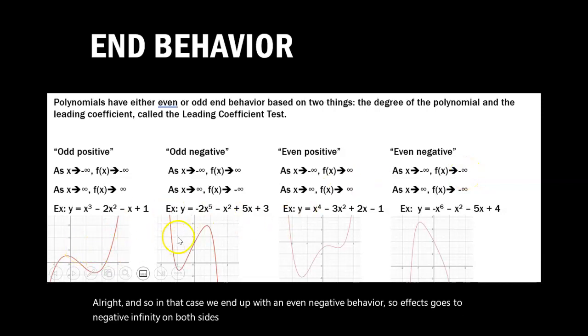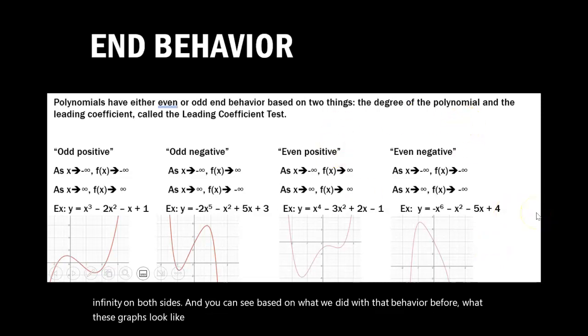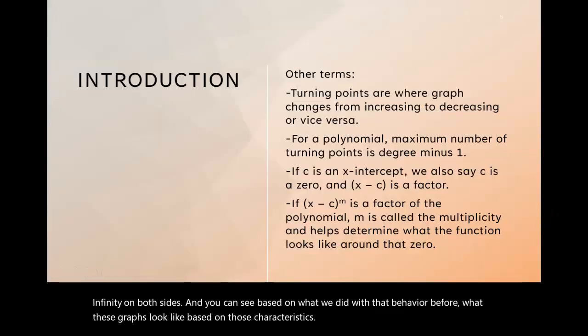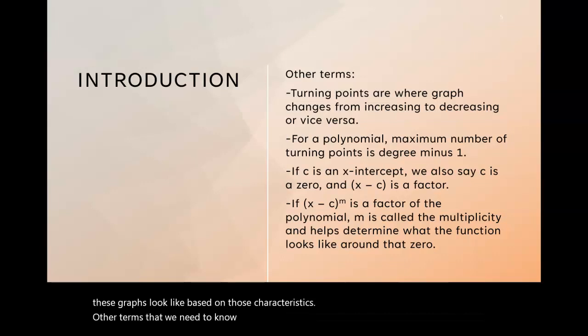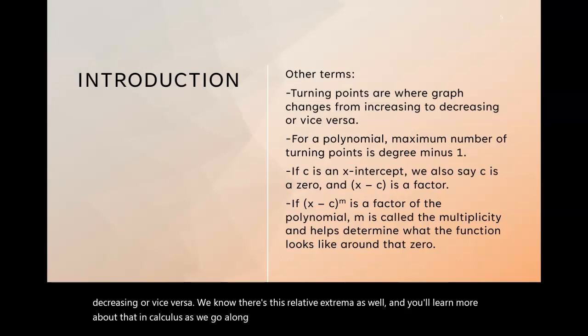And you can see, based on what we did with end behavior before, what these graphs look like based on those characteristics. Other terms that we need to know: a turning point is where a graph changes from increasing to decreasing or vice versa. We know those as relative extrema as well, and you'll learn more about that in calculus as we go along the route.